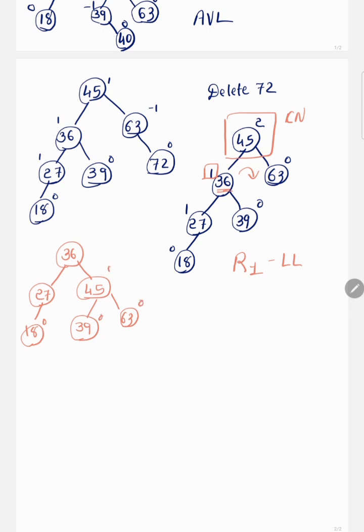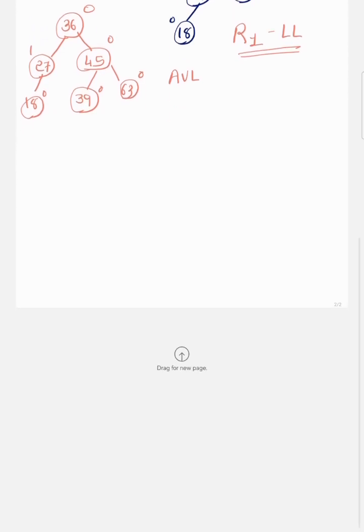So yeah, that's it. Now if I check the balance factor, it's 0 0 0 0, 1 minus 0, so that's a 1, and again a 0, right? So yeah, it's balanced. It is your AVL tree. So this is your R1 rotation. Again I'll tell you, R0 and R1 both are LL rotation, right? Now I'll quickly explain the last one, that is R minus 1 rotation, right?